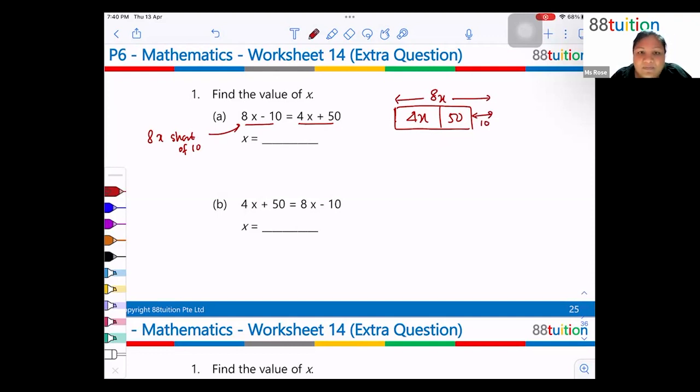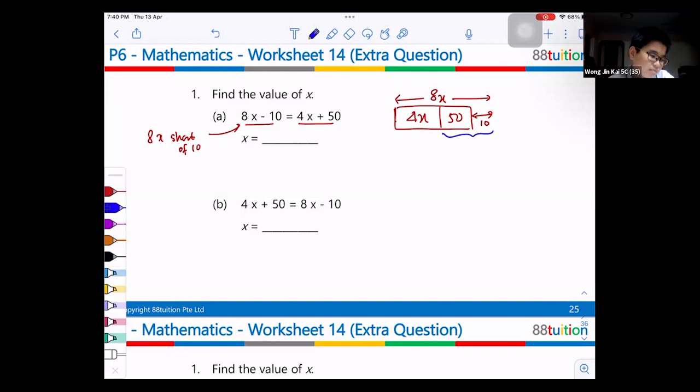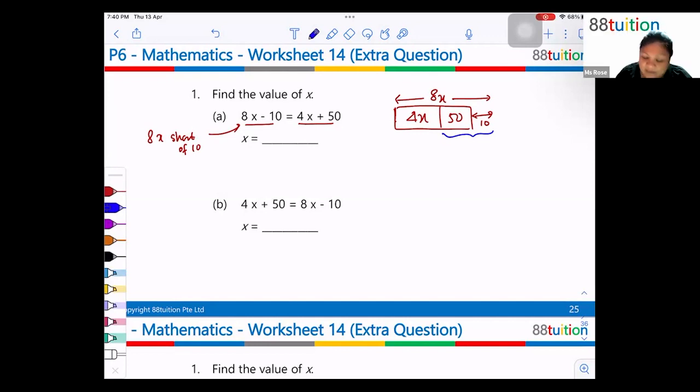Can you see my model? So now from here, what do we have? What is 50 plus 10 equal to? 60. That's right. So actually what you have here is 4x is equals to 60. So your x will be equal to 60 divided by 4 to give me 15. So similarly, can you see that I can also apply the model here? Okay. Now, Harry is okay?